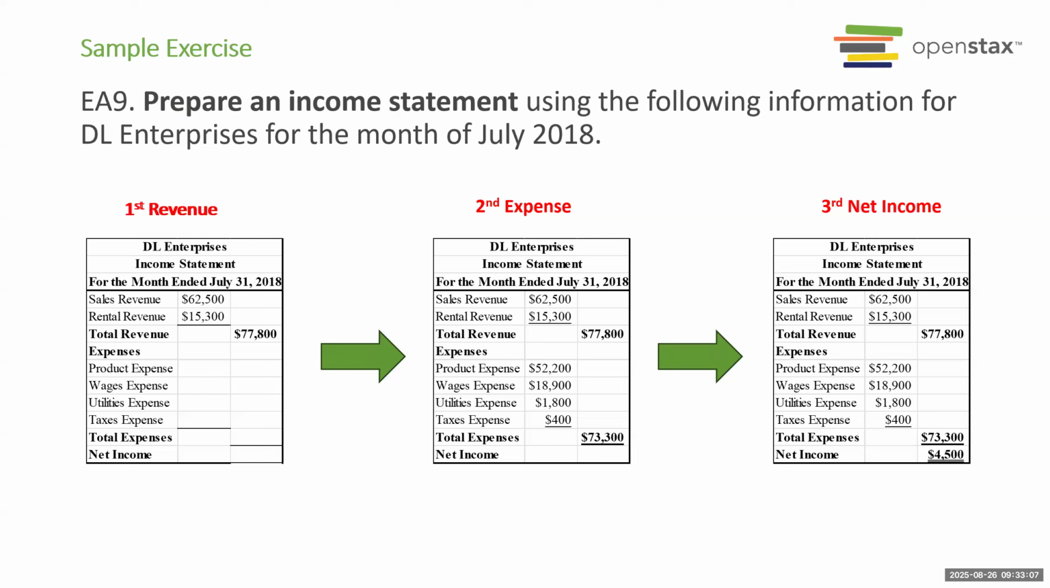Then the second phase is you're going to generate how much expenses you have. In this case, you have $52,200 in product expense, $18,900 in wages expense, $1,800 in utilities expense, and $400 in tax expense. So your total expenses are $73,300. And then the third thing to do is figure out your net income or net loss. And basically, this is deducting your expenses from your revenue.